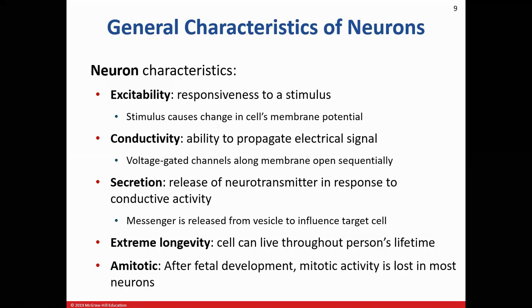Our next characteristic of neurons is that they display extreme longevity, meaning they basically can live throughout a person's lifetime. Now, a term that kind of gives that extreme longevity is called amitotic. So our neurons, because of their amitotic characteristic, we will notice that after fetal development, we really lose mitotic activity. And so because mitotic activity is lost in the neurons, amitotic basically means that neurons can't be replaced. So at this point, when a neuron itself dies, it basically means that it's gone forever. So amitotic means a cell cannot be replaced.